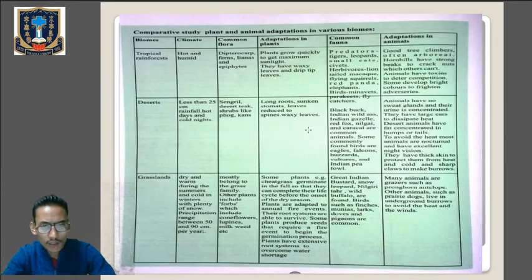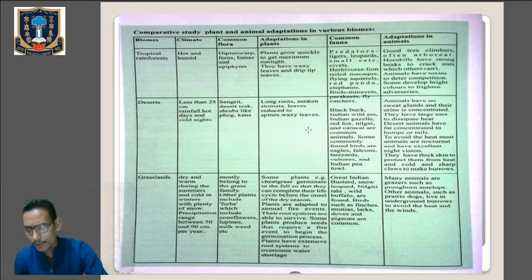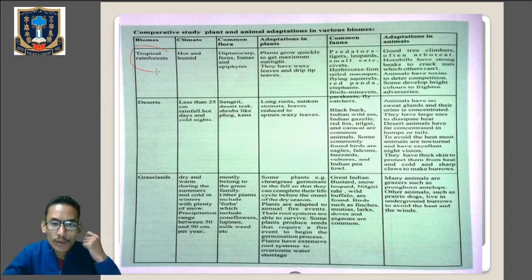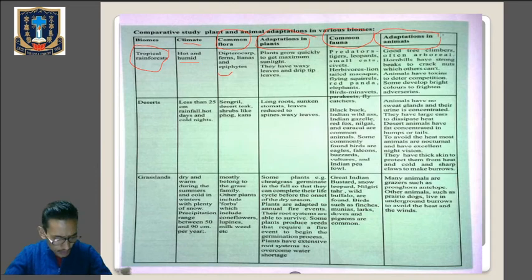We'll now see a few tables where we study the comparative study of plant and animal adaptations found in various biomes. So kindly go through page number 34 and 35, where we will see the biome tropical rainforest. Then you will find the climatic condition of this one, hot and humid. Then you will find the common flora present in each biome and the adaptation in plants, in each particular biome. Then you will find the common fauna, animals also, and their adaptation. So kindly go through page number 34 and 35.